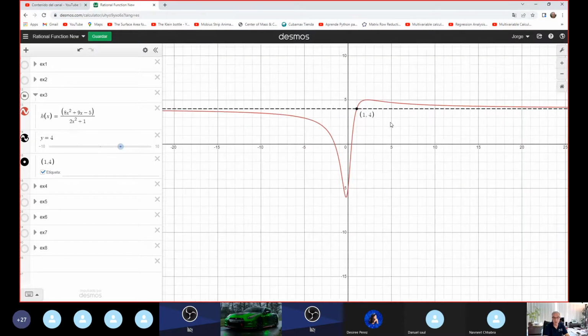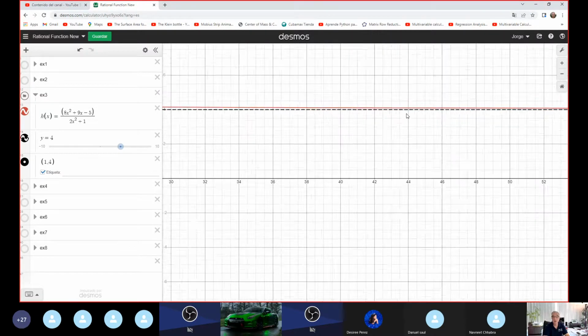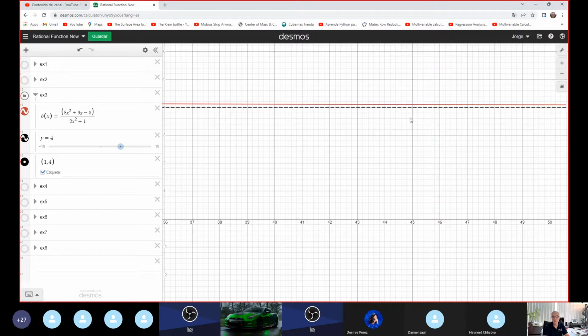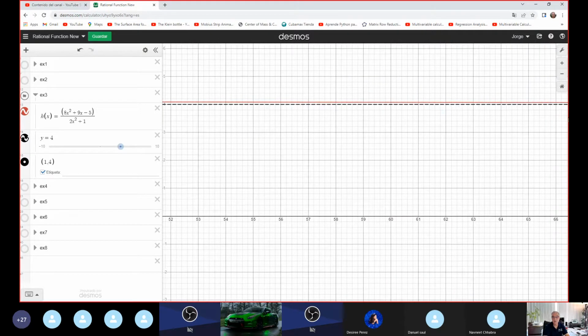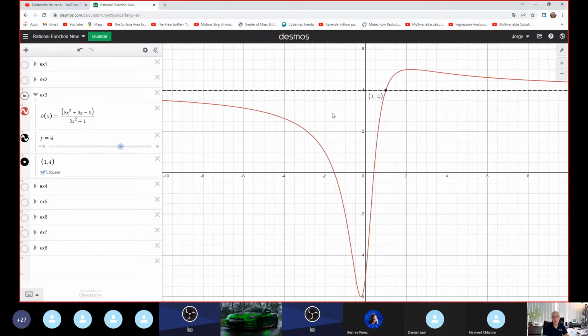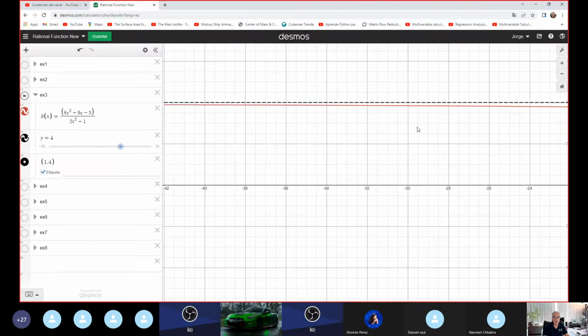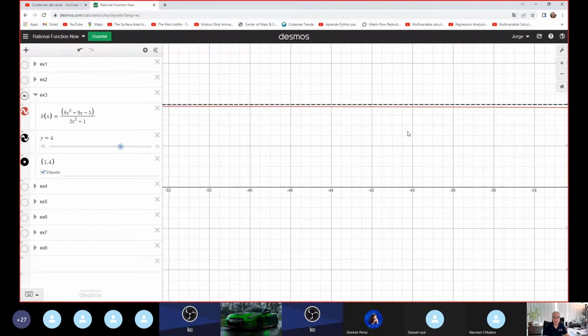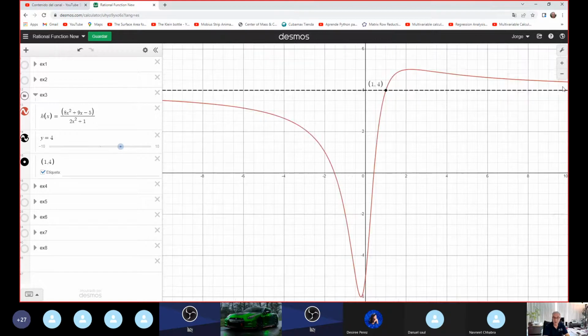And the end behavior, let me show you the end behavior. To the positive infinity, you see how our graph approaches asymptotically 4. And also in negative infinity, you see how it approaches 4 when the value of the independent variable x is a huge negative number. Do you see the idea? Do you understand very well or not?